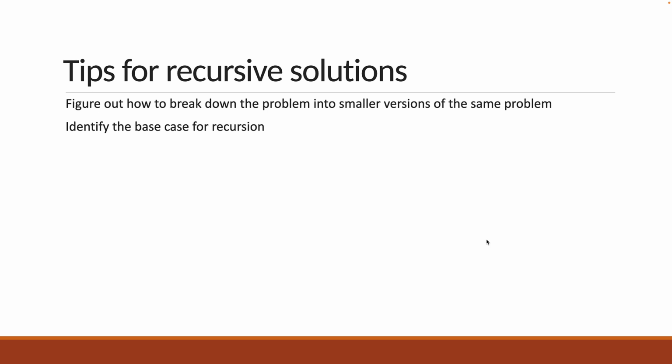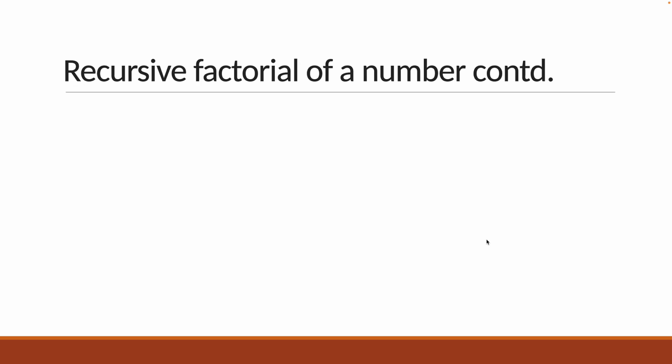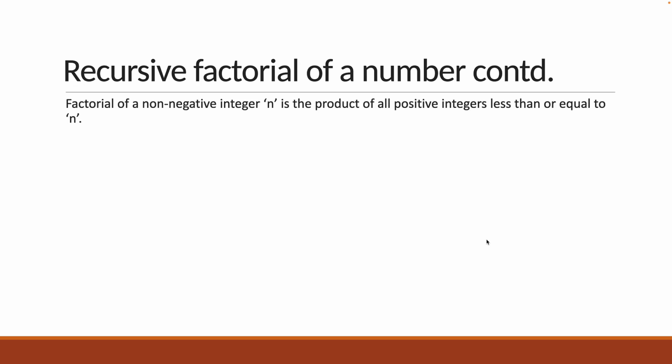Alright, let's now solve the problem together. We know that the factorial of a non-negative integer n is the product of all positive integers less than or equal to n. If we have to calculate 5 factorial, it is 5 times 4 times 3 times 2 times 1. Similarly, 4 factorial is equal to 4 times 3 times 2 times 1. Along those lines, we have 3 factorial, 2 factorial, and 1 factorial as well. 0 factorial is equal to 1, which is a fact in mathematics.